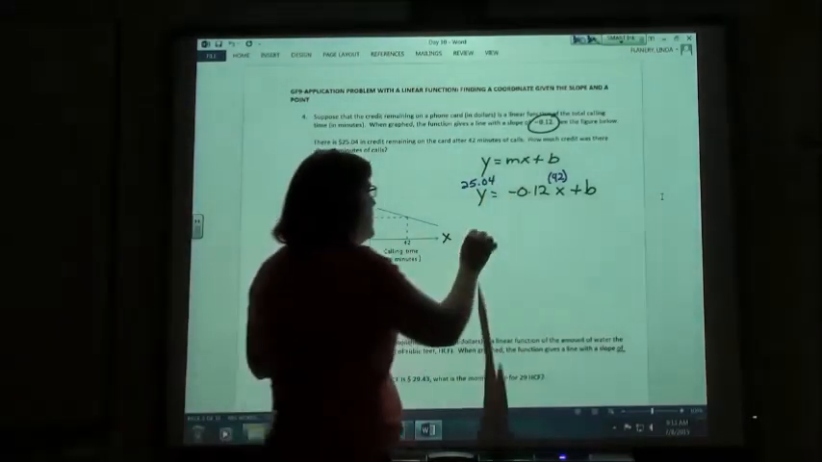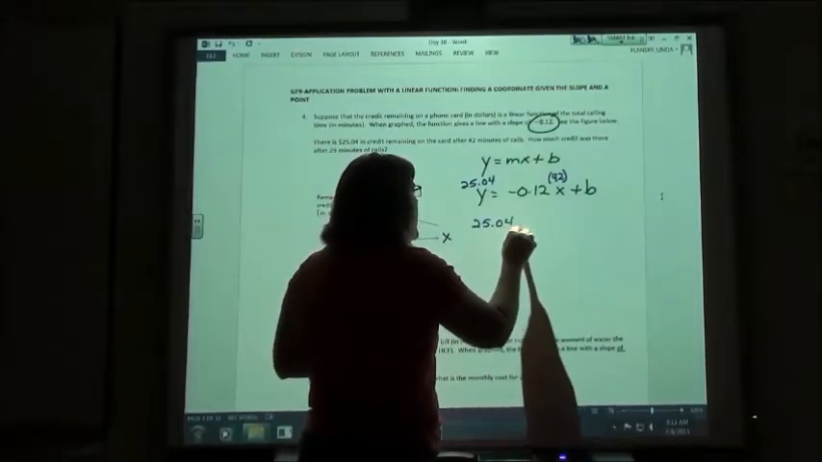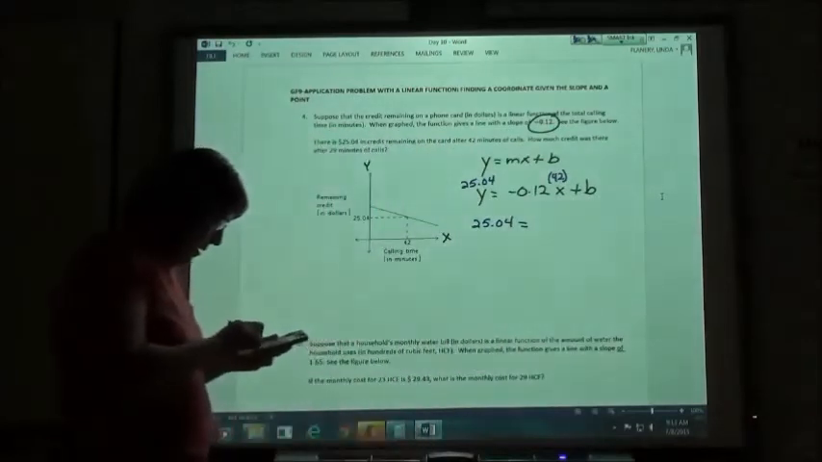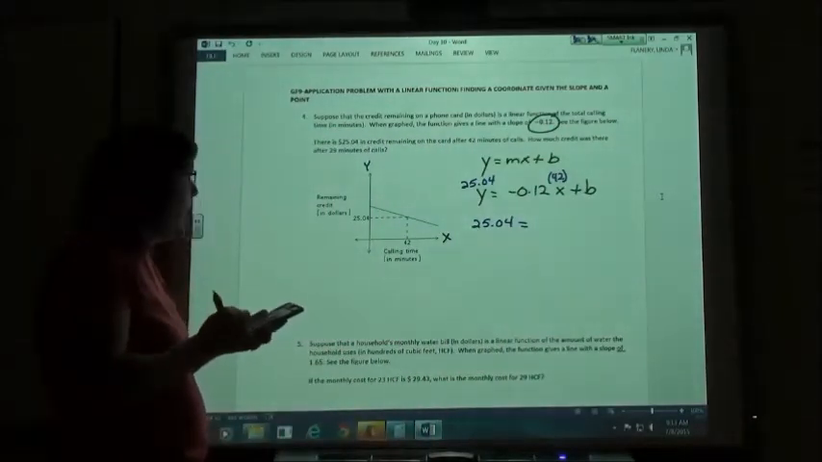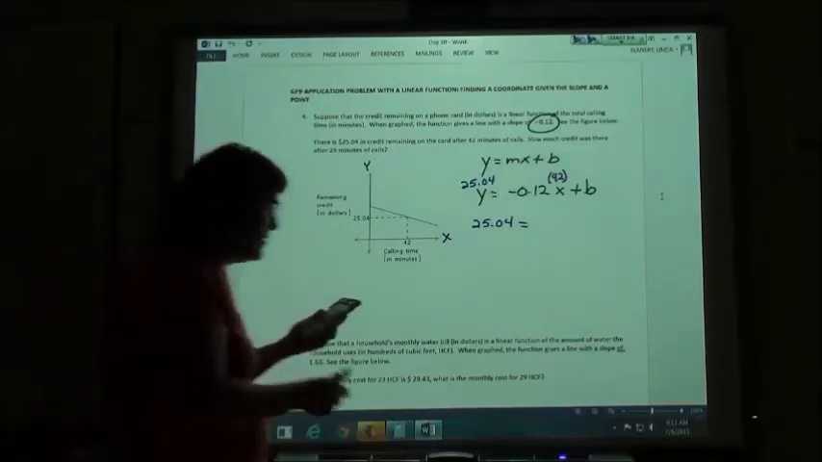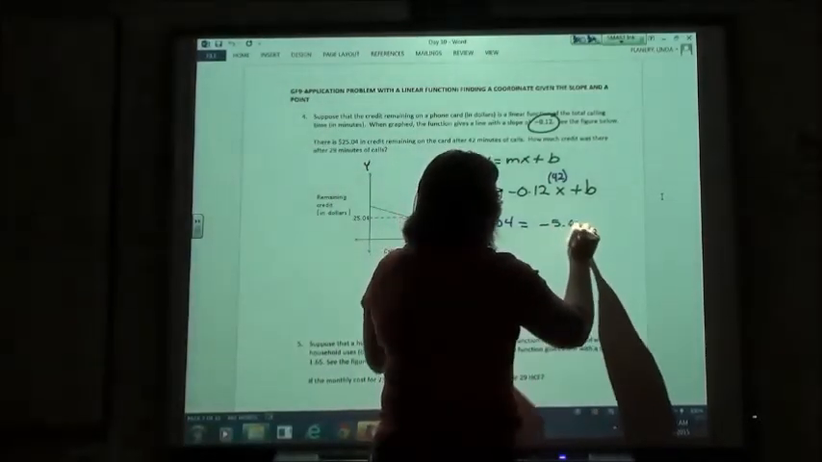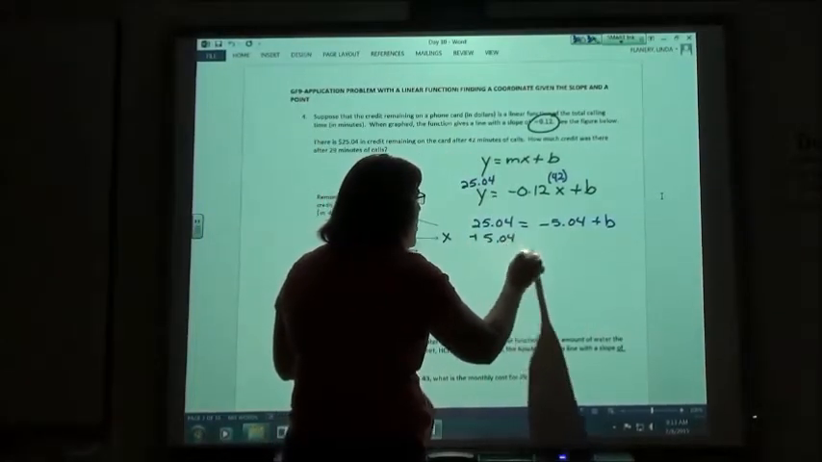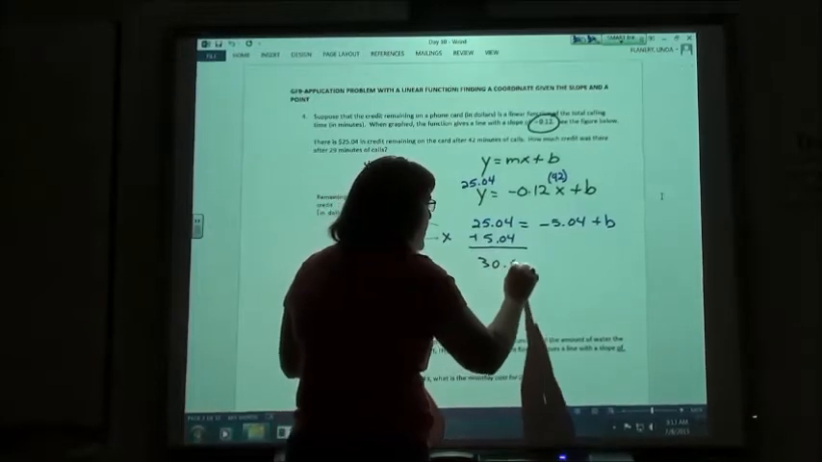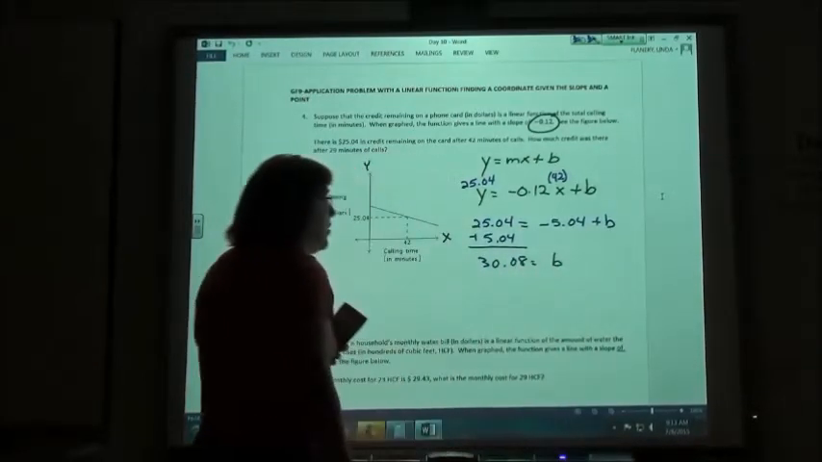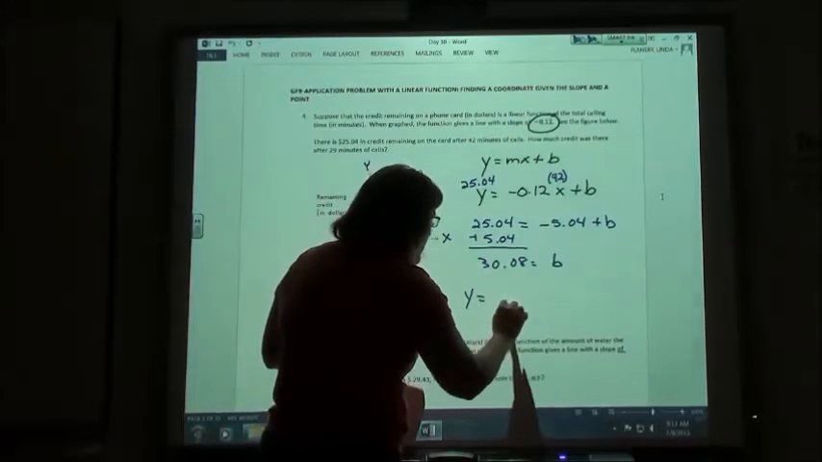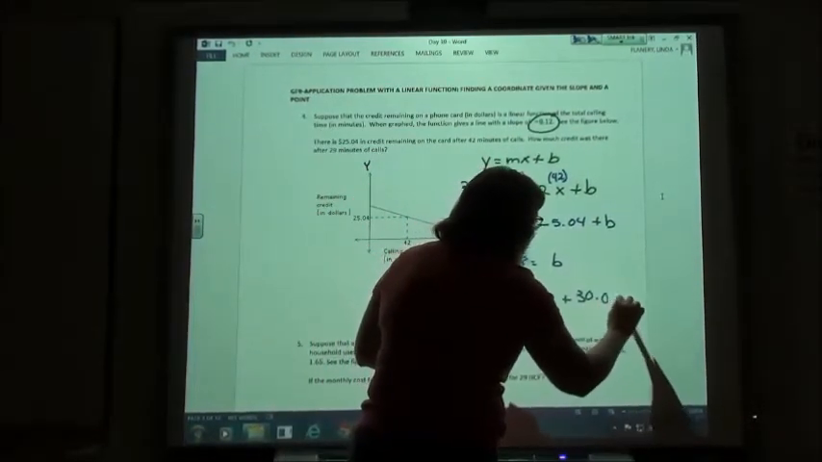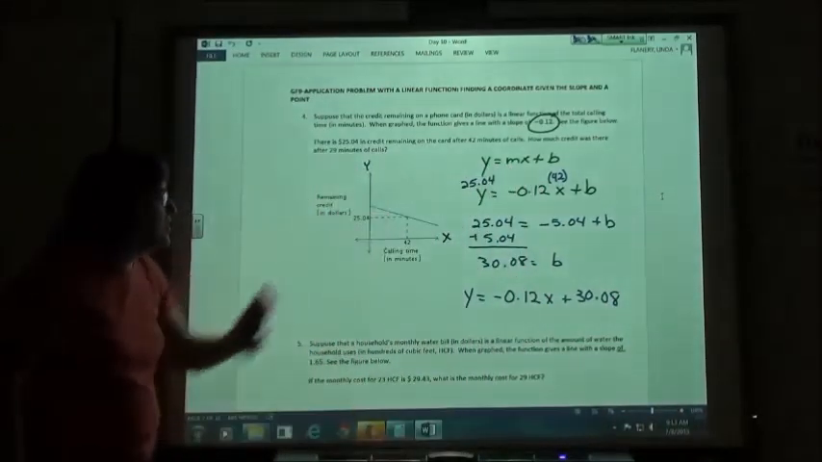I need to solve that. So $25.04 is going to equal, if I grab my calculator here, negative 0.12 times 42 is negative 5.04 plus b. So solving that, I'm going to add 5.04 and I'm going to get 30.08 for my b value. So I know y equals negative 0.12x plus 30.08. And that's the equation of this line.